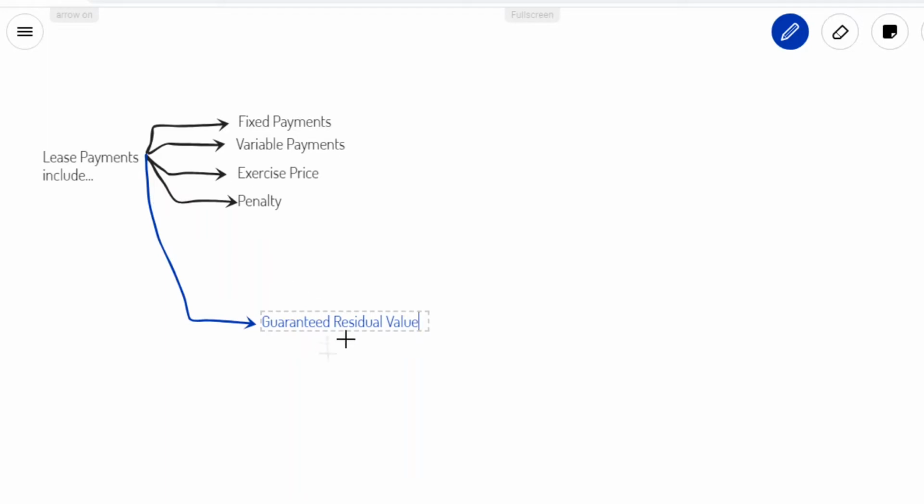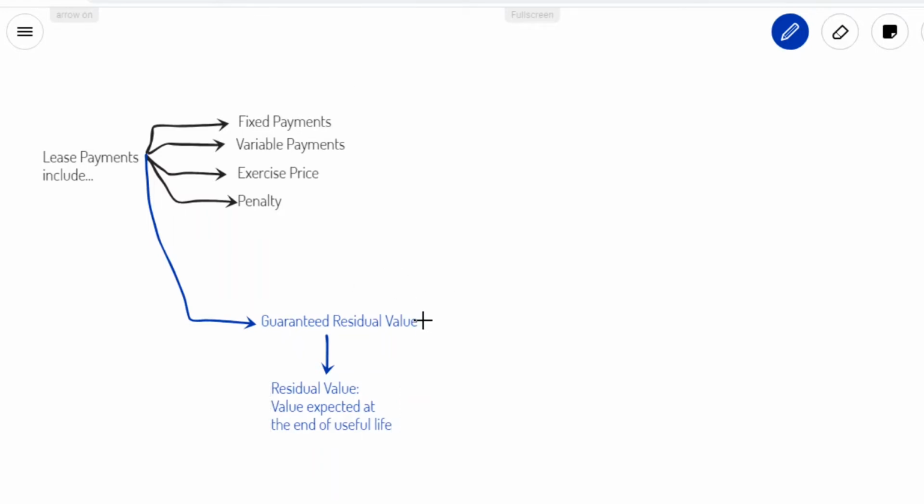So first of all, the residual value is the value of the asset at the end of its useful life. So it might be received by selling that asset in the scrap market or selling it to someone who might be able to use it at that point as well. So that is a residual value.